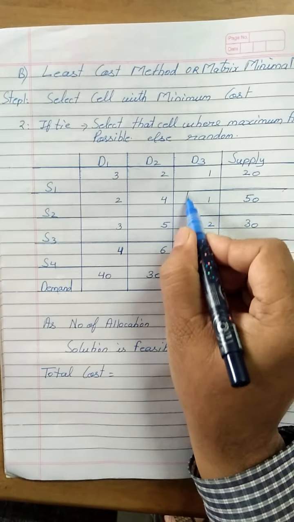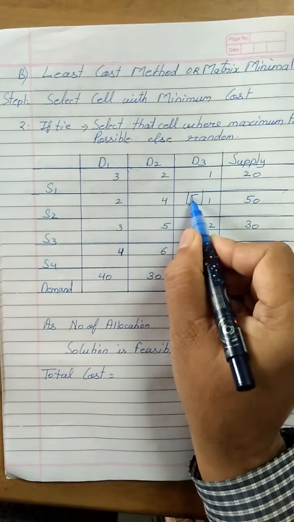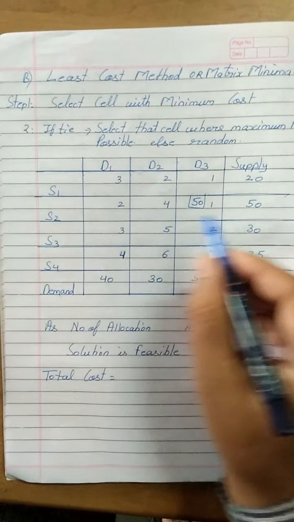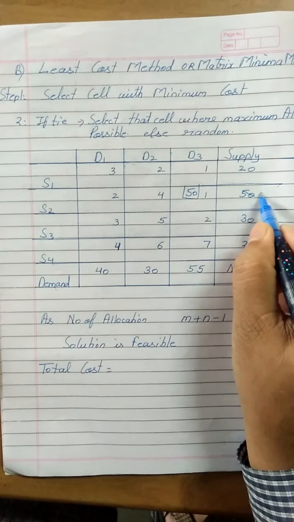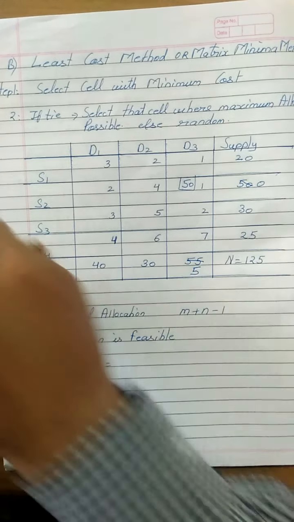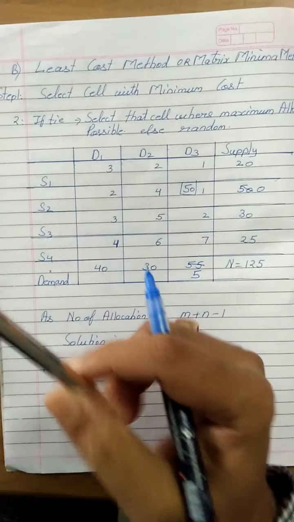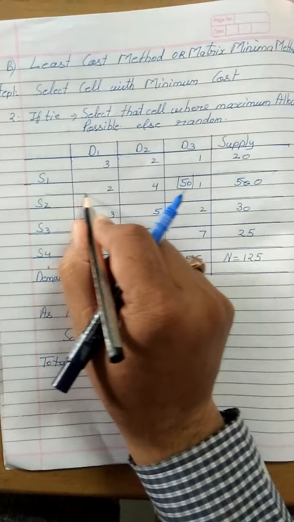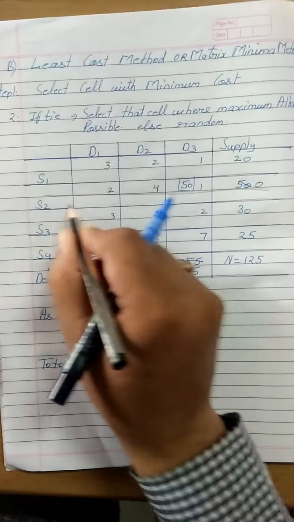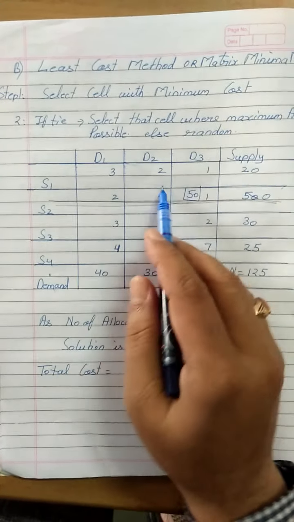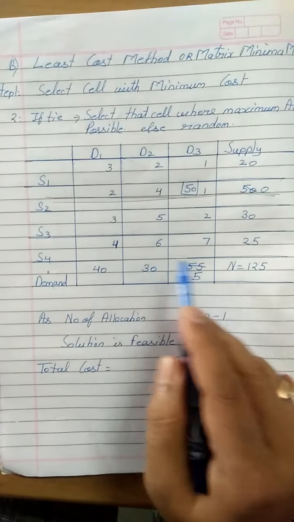So here we can give 50, because S2 can give 50. This will become 0, and this will reduce to 5. S2 has a supply of 50, but it is fully exhausted, so we cannot touch this cell. We cross it over. Now S2 has gone. Now select from the remaining 3, 2, 1, 3, 5, 2, 4, 6, 7.